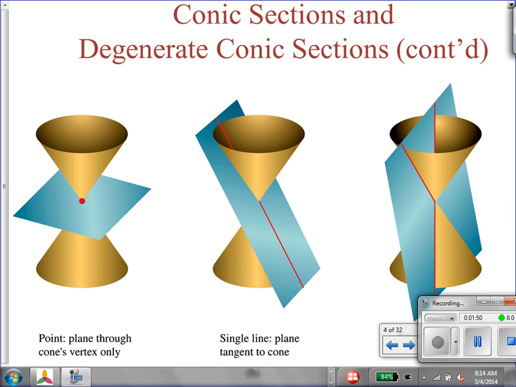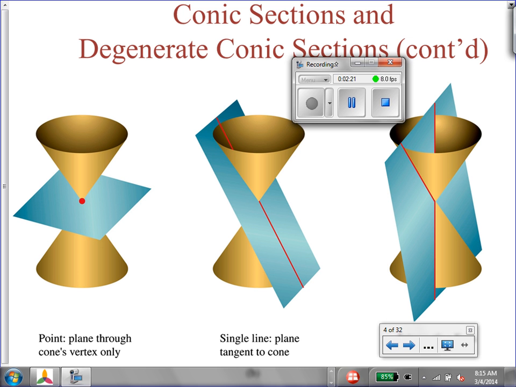Here's the rest of them. So if you take a plane and you cut it right through the middle of the two naps, that's just going to be a point, because there's one point at the intersection where they both meet. Okay, it's right at the vertex. It says right here, the single line, a plane tangent to the cone. So what's happening is it's going right next to the outer edge of the cone and then right through the vertex. You can see that in the picture. And then, of course, the last one I got covered up again.